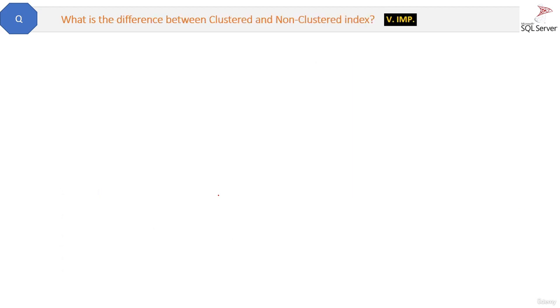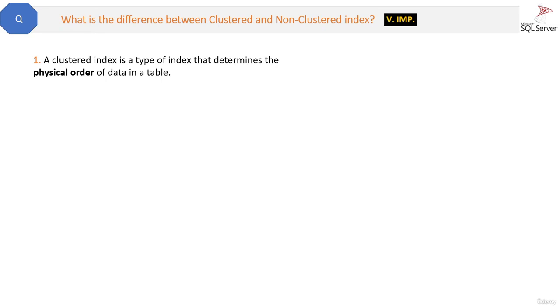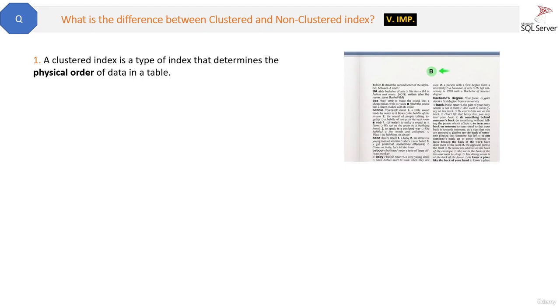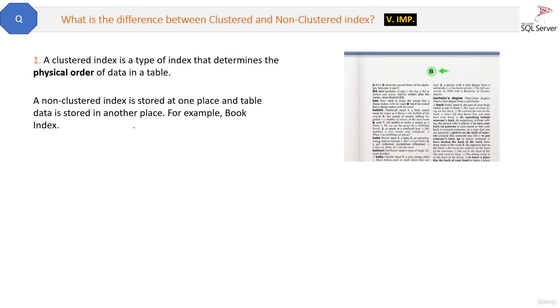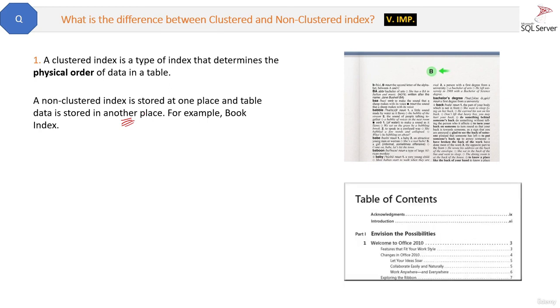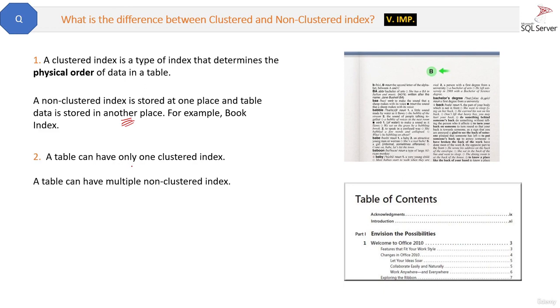What is the difference between clustered and non-clustered indexes? This is the main question asked in interviews, but I already explained clustered and non-clustered index separately, so this is going to be very easy for you. Let's quickly see the differences. First, a clustered index is a type of index that determines the physical order of the data in the table. It is similar to a dictionary, where the index is physically stored with the data itself. A non-clustered index is stored at one place and the table data is stored in another place, similar to book indexes, which are stored separately from the content of the book, right? Second difference is, a table can have only one clustered index, but a table can have multiple non-clustered indexes.